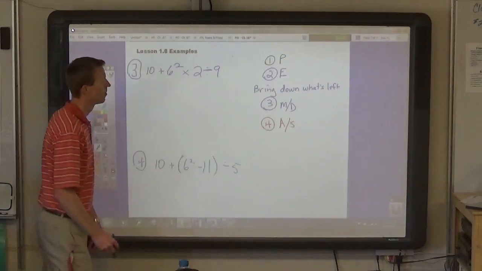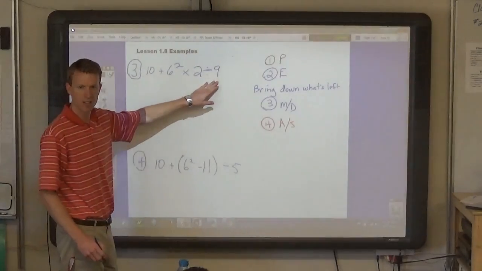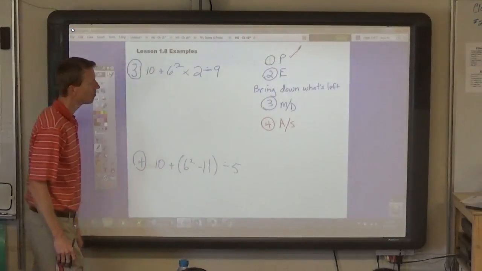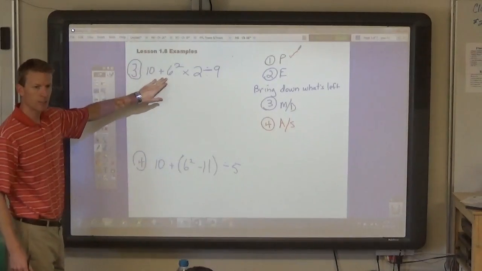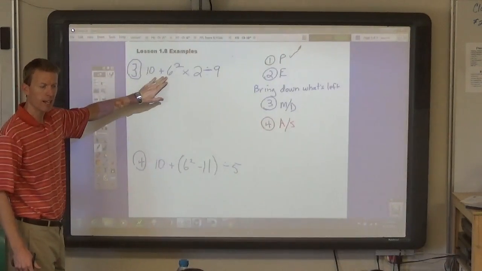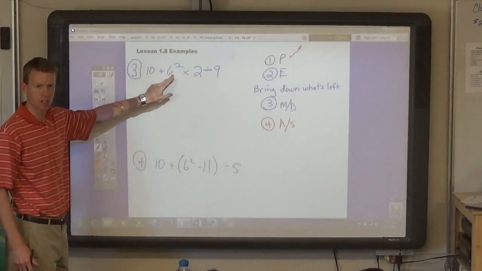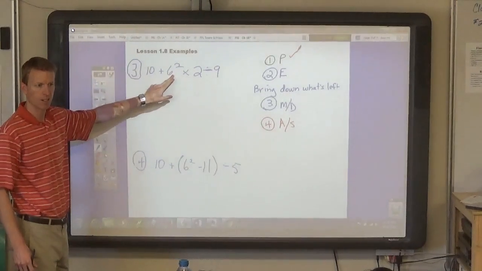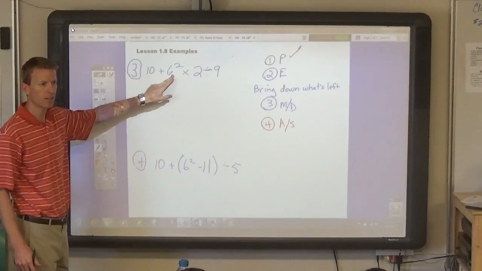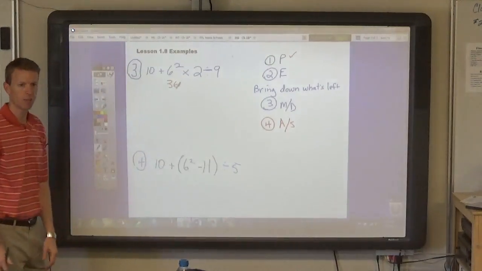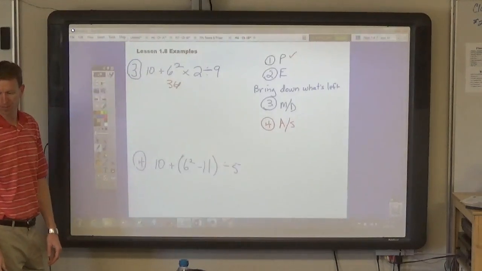Now, are there any parentheses? Nope. You can check that off. Exponents. Where should we write the answer to 6 squared, or 6 times 6? Where should we write the answer, Caden? Right below it. 6 times 6 is 36.